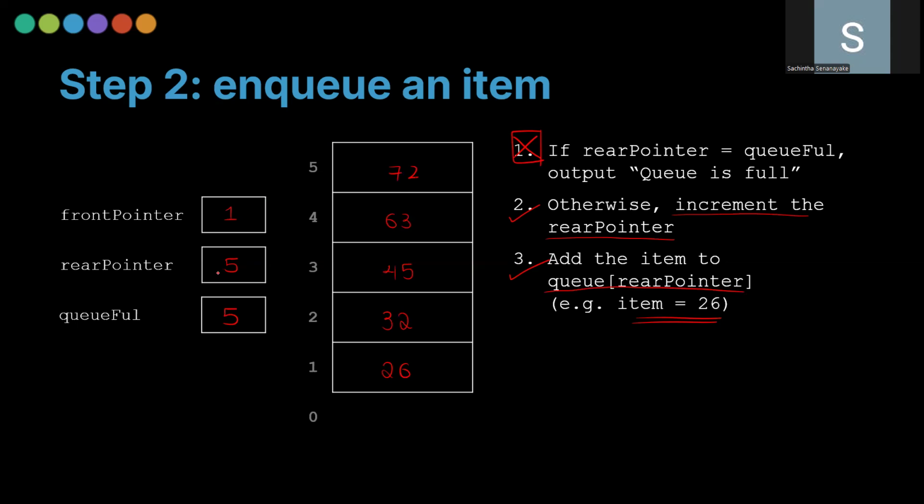Similar to how we detect if a stack is full, we can check if the rear pointer is equal to queue full. If they are equal, yes, the queue is full. So if rear pointer is 5 and queue full is also 5, we know that the queue is full. Therefore, only if rear pointer is less than queue full do we keep adding items. Otherwise, we can display an error message indicating that the queue is full. That's where step number 1 is important. And that's why these 3 steps are the proper way to enqueue an item to a linear queue.